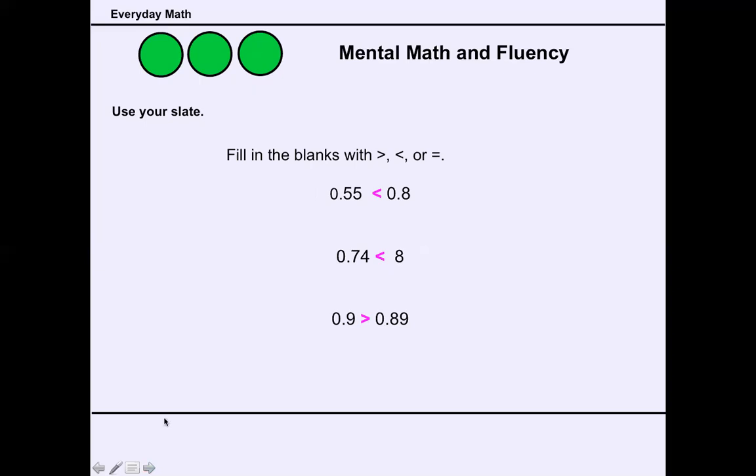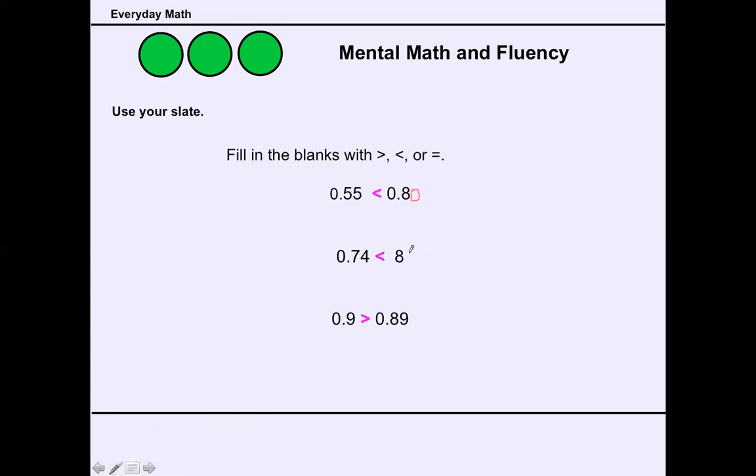For the first one, 55/100 is less than 8/10. So remember what I like to do when I see hundreds and tenths? I like to make my tenths into hundreds by adding a 0. So now I can easily see that 55/100 is less than 80/100, which is equivalent to 8/10.